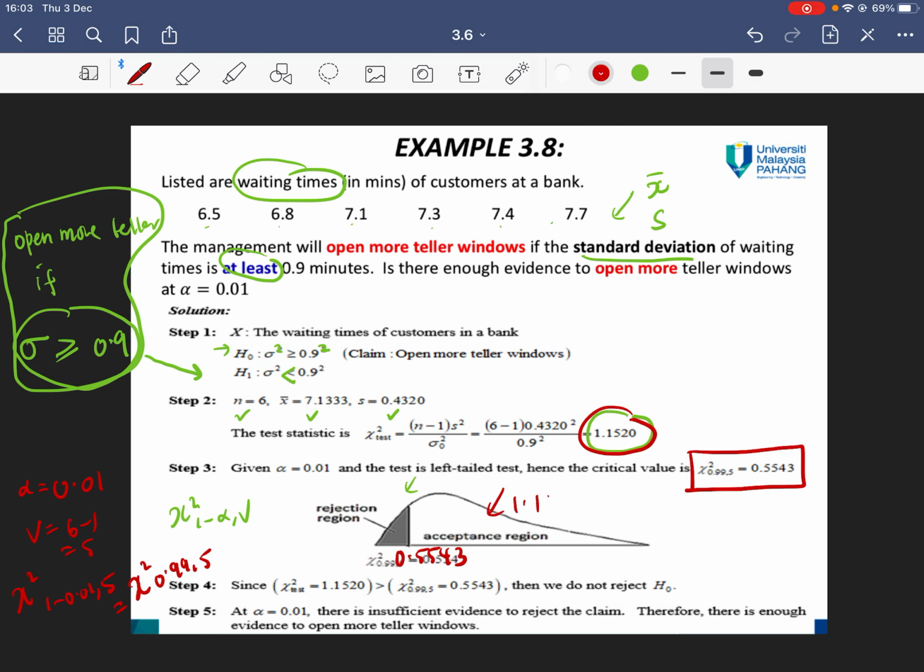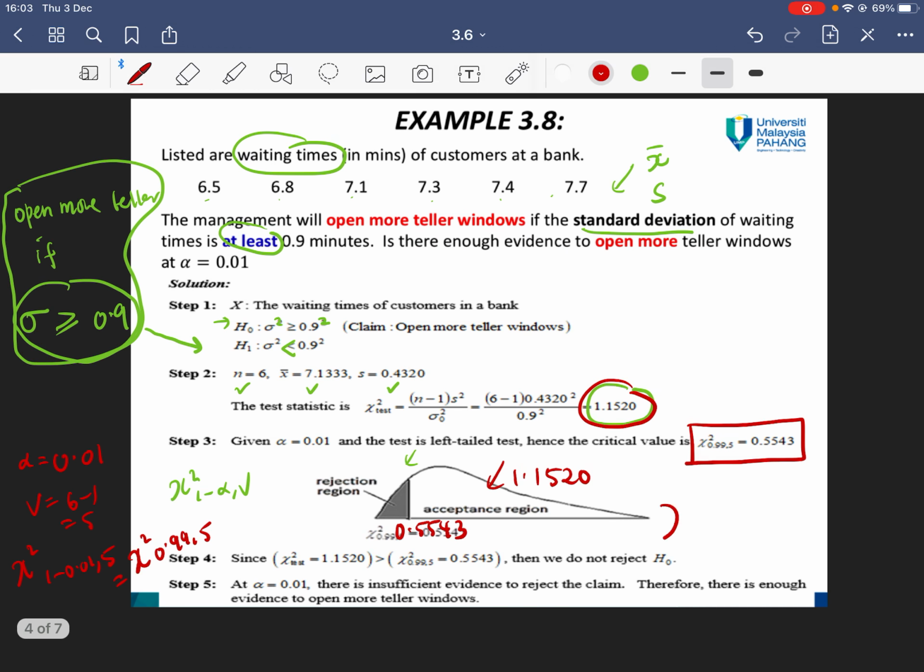So 1.1520 is here, located at the acceptance region. So you have to accept H null. So at alpha 0.01, you accept H null. So here, you accept H null, you accept the claim, you support the claim. There is enough evidence to support the claim.